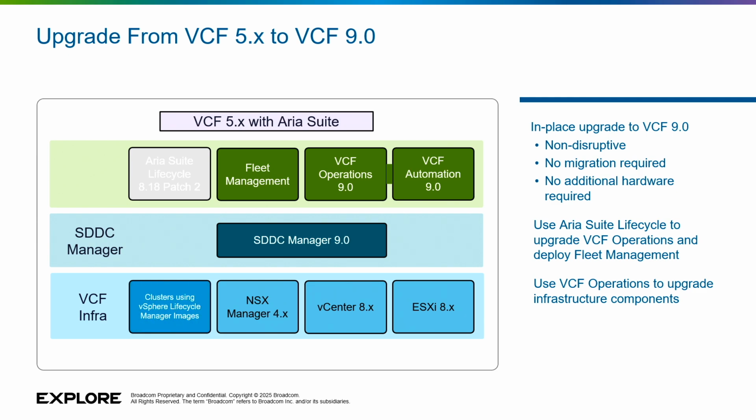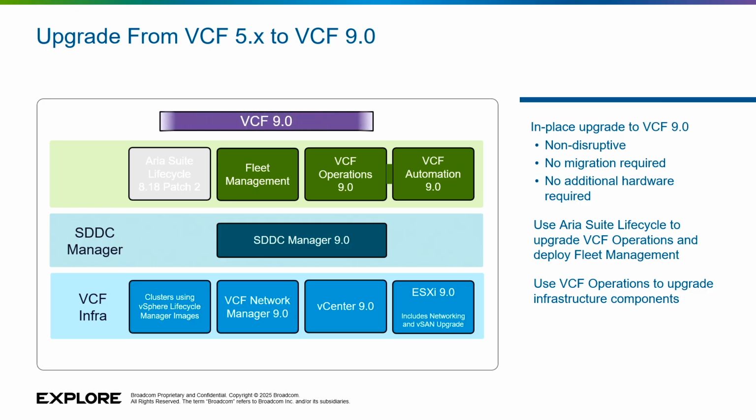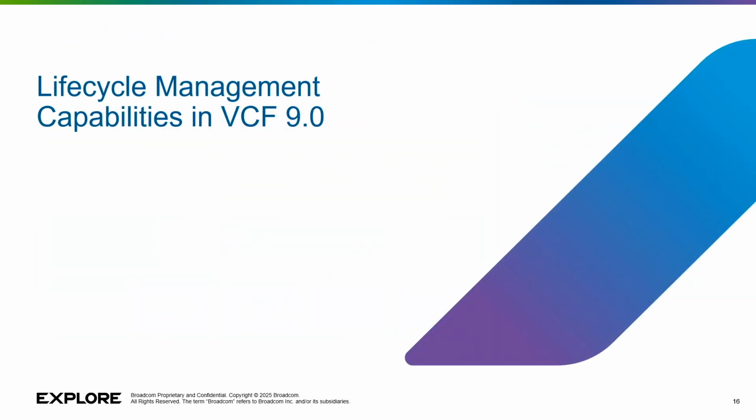You need to first upgrade all of your clusters to use VLCM images if that has not already been done. The baselines have been deprecated a long time, and in VCF 9 are no longer supported. Provided that that's satisfied, you can then use VCF operations to upgrade the infrastructure components to version 9. And as you're upgrading the ESX to version 9, networking and vSAN are also upgraded. Okay. So that concludes the second strategy.